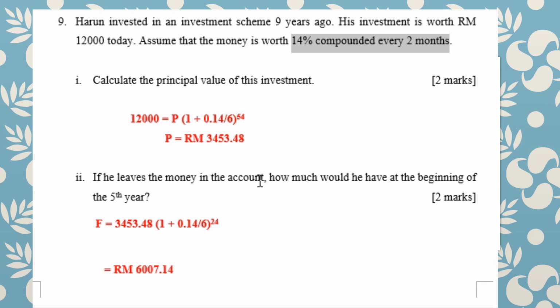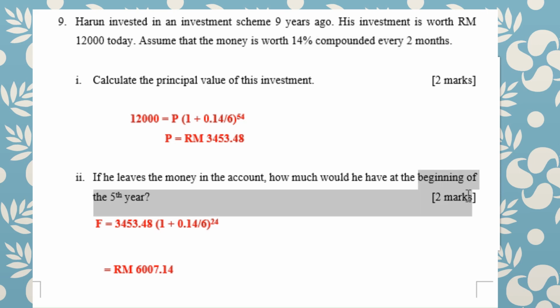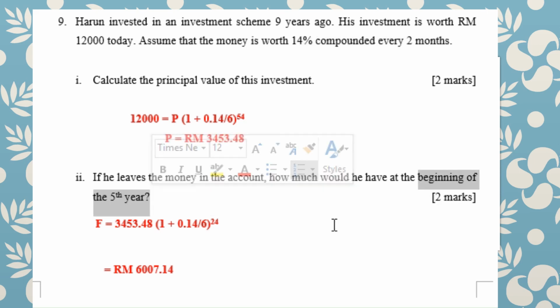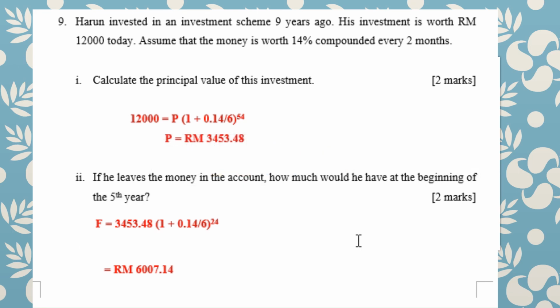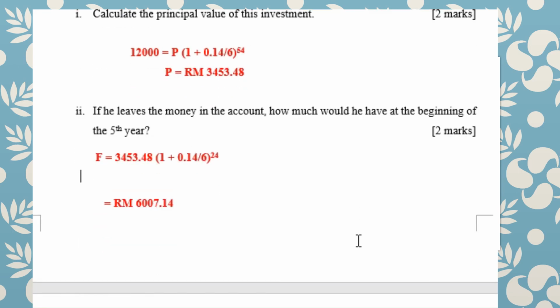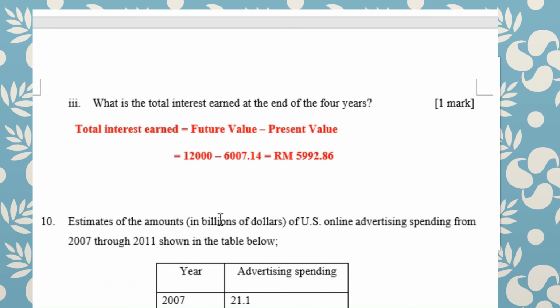If he leaves the money in the account, how much would he have at the beginning of 5th year? This is very important. Same thing in your manual. Beginning of 5th year means I'm talking about 4 years. Understand? Because it's a beginning. Unless they say end of 5th year, then you can substitute 5. Beginning, you substitute 4. Is that clear? All right. What is the total interest earned? You just take future value and minus your principal. You should be able to get it.